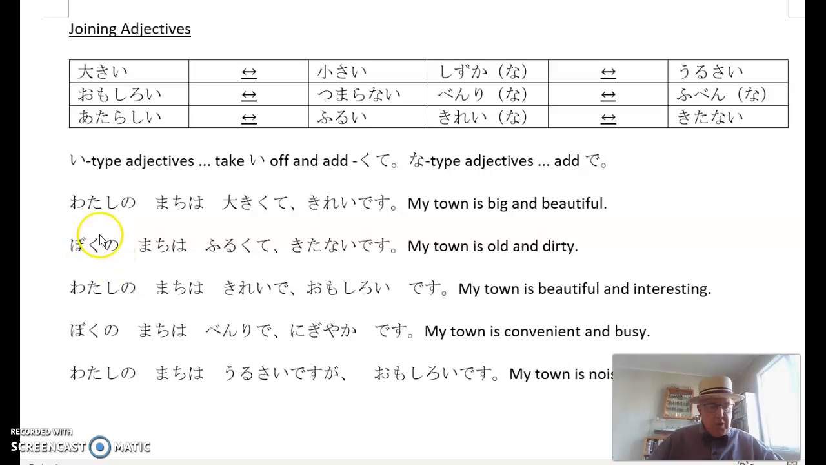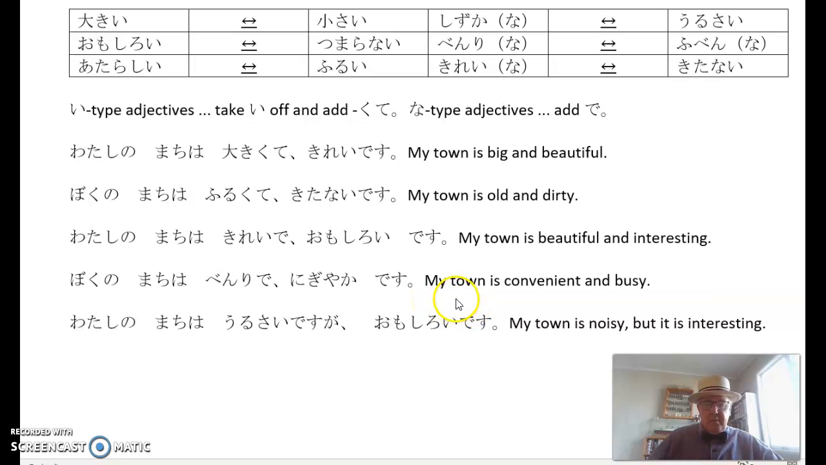Of course, we have here boku, meaning the same as watashi, but it's in the plain form, not the polite form. So, boku no machi wa furukute kitanai desu. My town is beautiful and interesting, or clean and interesting. Watashi no machi wa kirei de omoshiroi desu. My town is convenient and busy. Boku no machi wa benri de nigiyaka desu.